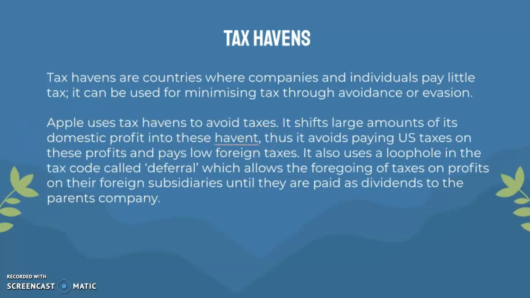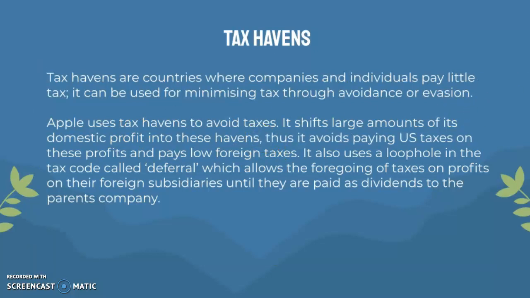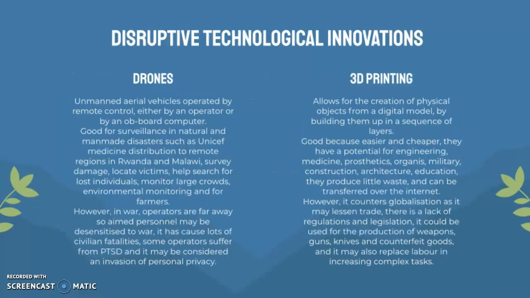It also uses a loophole in the tax code called deferral, which allows the forgoing of taxes on profits on their foreign subsidiaries until they are paid as dividends to the parent company. Now we're going to look at disruptive technological innovations.